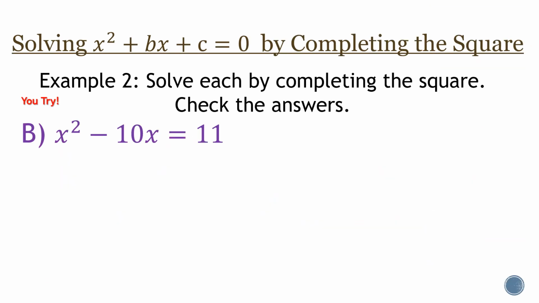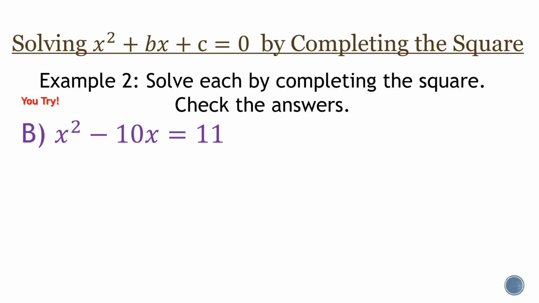Let's look at another example. Again, we want to solve x squared plus bx plus c equals 0 by completing the square. Again, we're trying to find our x-intercepts by using the method of completing the square. For this example, I have solved each by completing the square and checking our answer. So our example has x squared minus 10x equals 11.